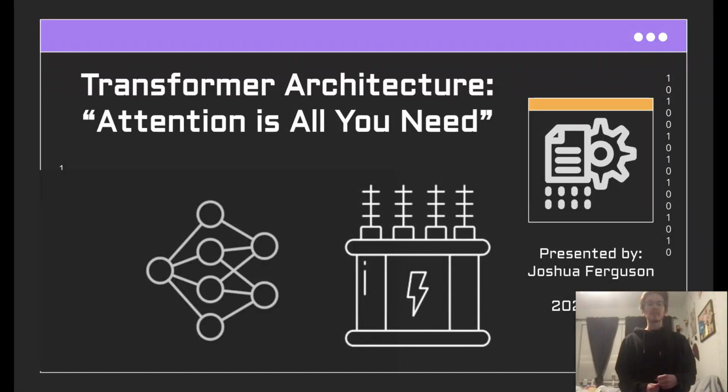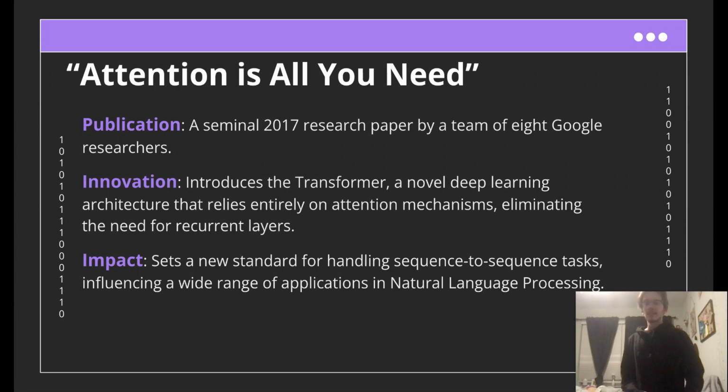Today I'm going to be presenting the paper Attention is All You Need, which introduced the transformer architecture that is very prevalent today. It was published in 2017 by Google Labs, and it introduced the transformer architecture or model, which does sequence-to-sequence tasks without relying on recurrence or convolutions, instead relying on attention mechanisms.